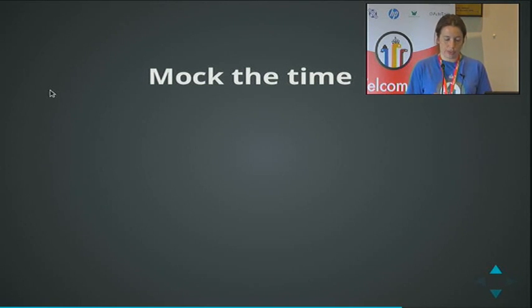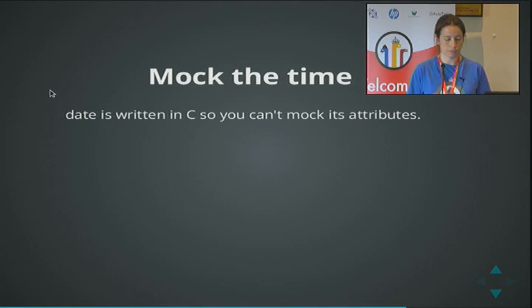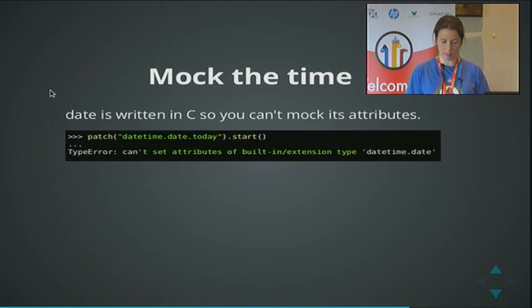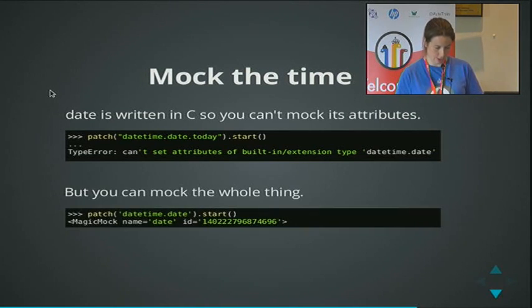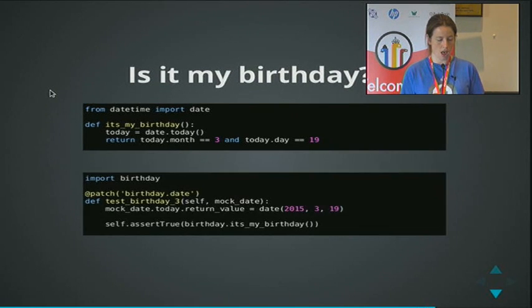Mocking the time is another one that can be a little bit tricky. Because the date module or bits of it are written in C, you can't dig down and mock their attributes. If you try to mock date.today, this is what happens. You get told off. You can't set those attributes because it's all internal. But you can mock the whole date module. So it can be a little less convenient, especially if you want to use other bits of that module for real, but I'm not sure I know a better way of doing that.